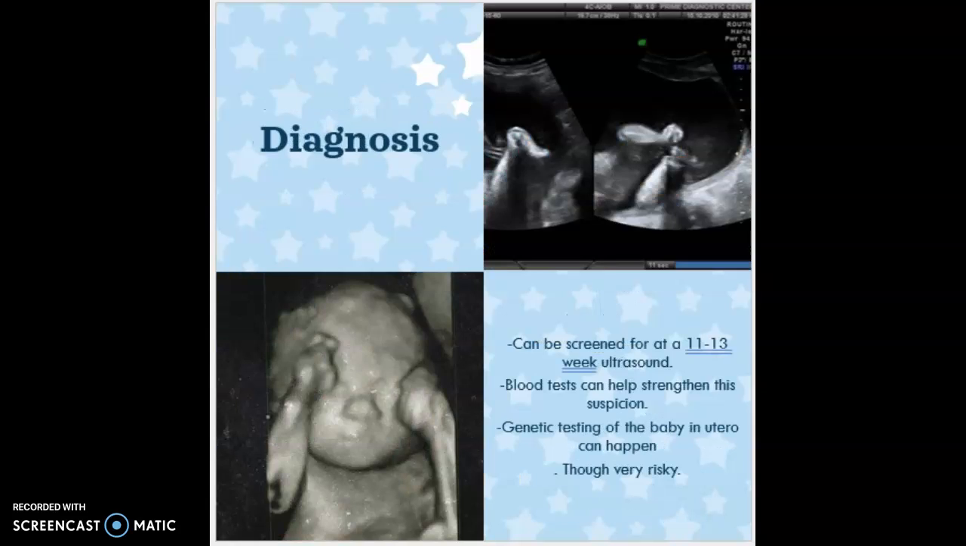Diagnosis. The possibility for a baby being born with Edwards syndrome can be screened for and determined at an 11 to 13 week ultrasound. Blood tests can help strengthen this suspicion. However, the only way to truly know is through genetic testing of the baby in utero. These procedures and processes are really risky and have a high rate of miscarriage, so most families opt to just use the ultrasound pictures similar to what is presented in the slide, which is a pretty good indication, as you can clearly see the clenched fist and broad forehead in these pictures.